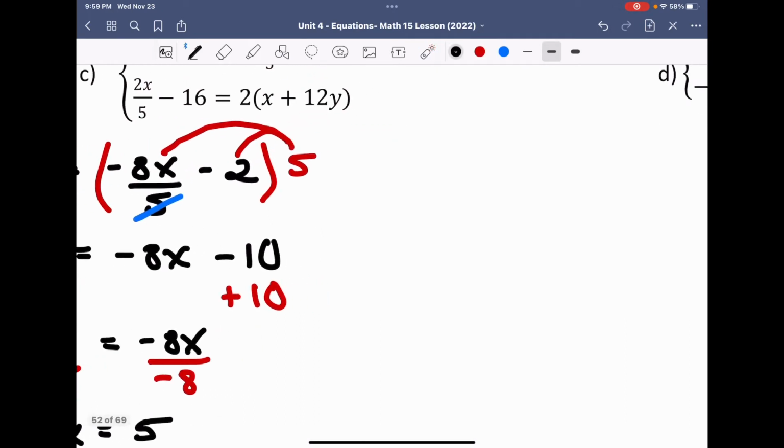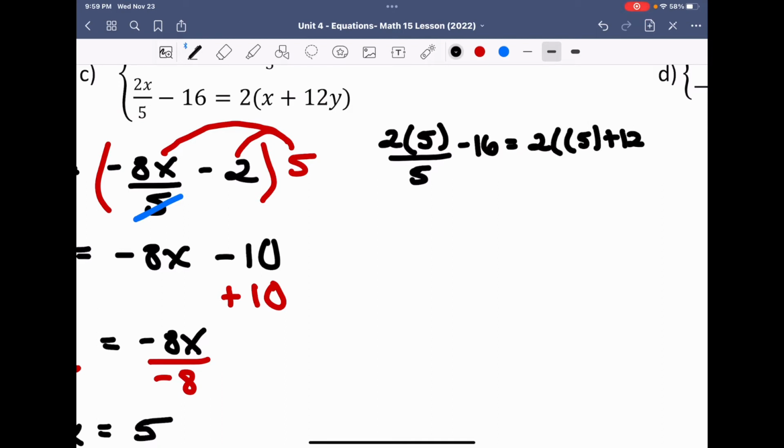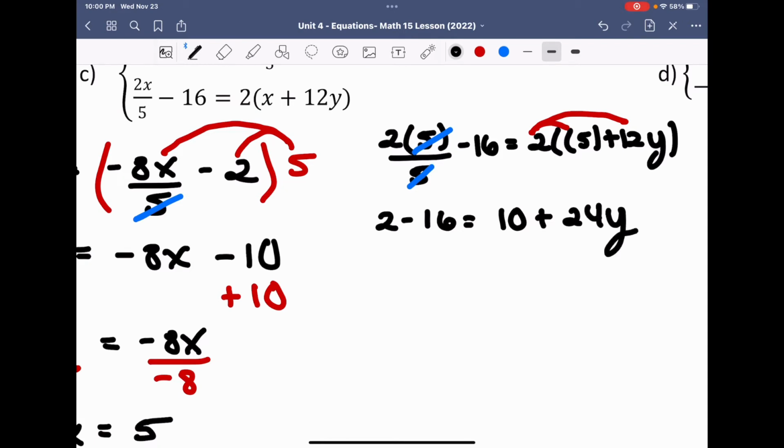So what I'm going to do off to the side here is say we have 2 times 5 over 5 minus 16 is equal to 2 times, in brackets, 5 plus 12y, all in brackets. When I have this 5 divided by 5, I know 5 divided by 5 is 1. I get 2 minus 16 is equal to, I'm going to expand the 2 into the brackets or distribute the 2. That gives me 10 plus 2 times 12y is 24y. And now I want to collect some like terms on the left-hand side. 2 minus 16 is negative 14, which is equal to 10 plus 24y.